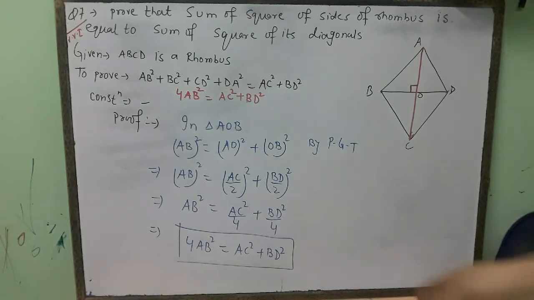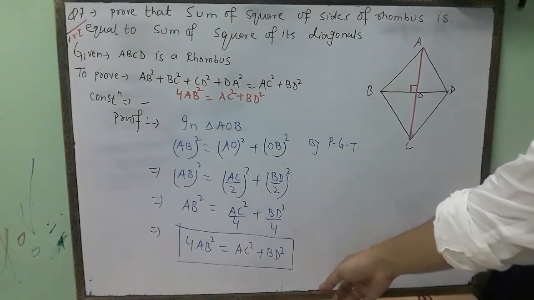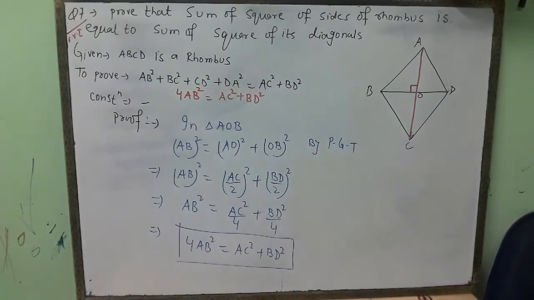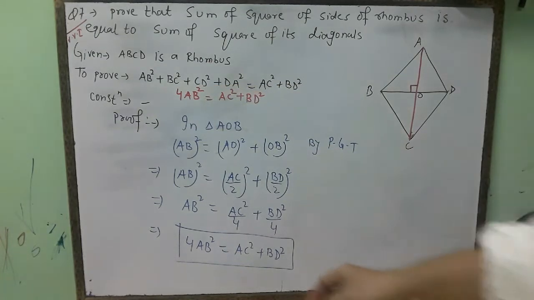Okay, you can stop here, or you can write AB 4 times and then write this one, because all the sides are equal. So this one will also count as the proof.